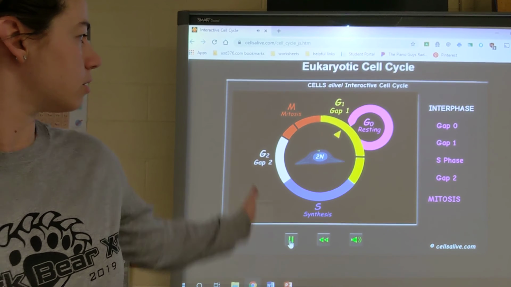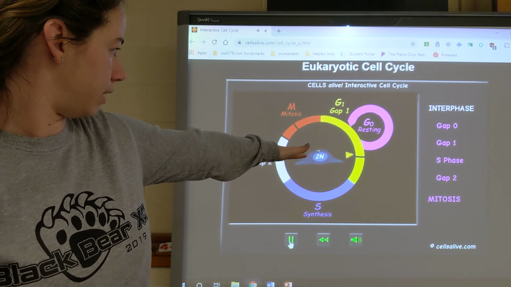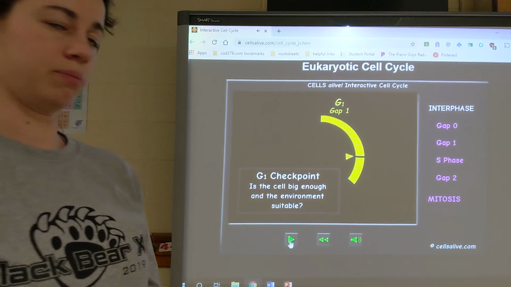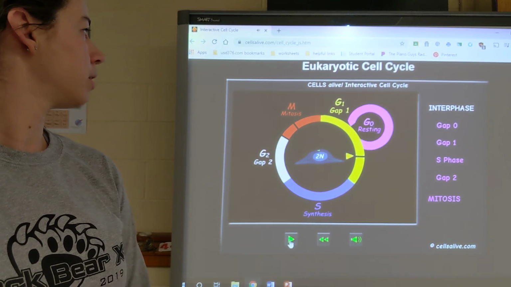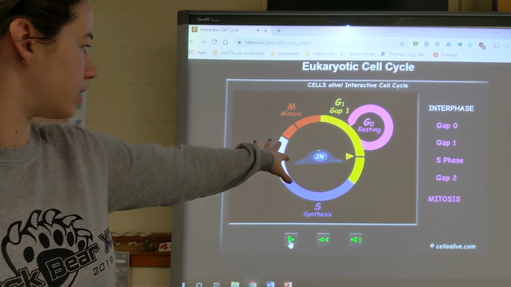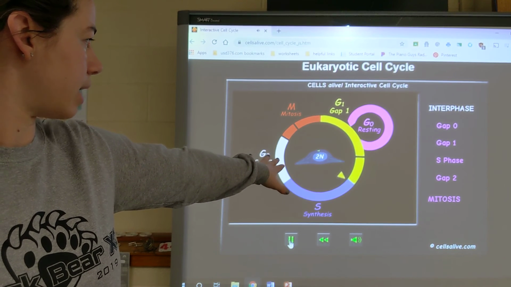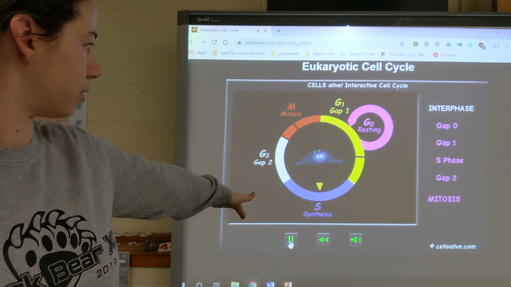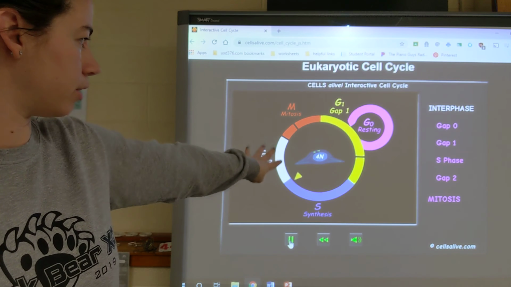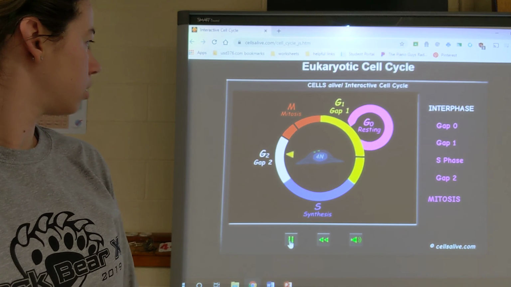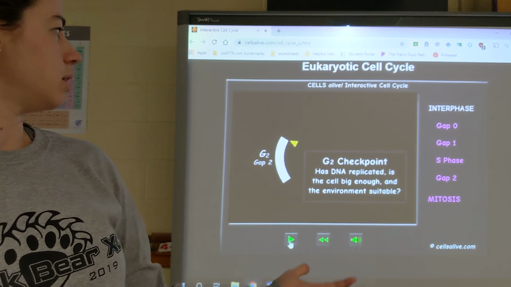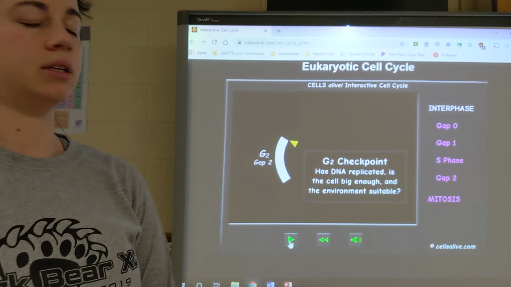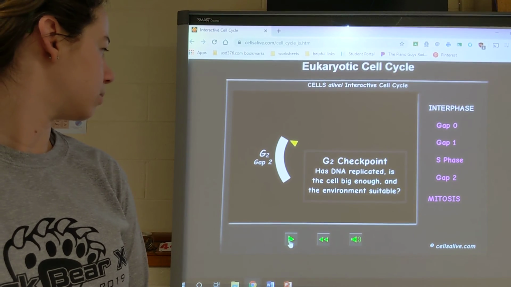Bear with me for a second. So here is the G1 phase, and then we get to this G1 checkpoint where we check to make sure the cell is big enough and the environment is stable. If we clear it, if you watch that center, it's showing what's happening. We go through our synthesis phase, so now we have our 4. We get to our second checkpoint in the G2 phase. Has the DNA replicated? Is the cell big enough? And is the environment sustainable?